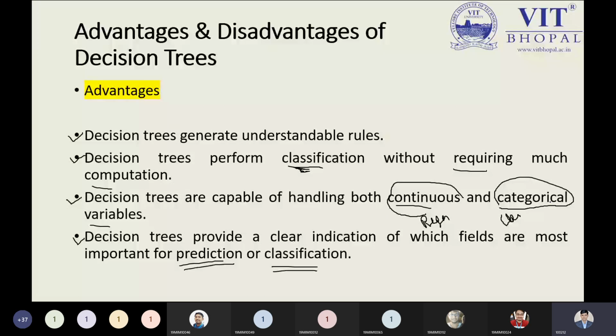Trees are capable of handling both kinds of data, of course. If we have continuous data, we have a regression problem. If we have category-based data, we are talking about a classification problem. And decision trees provide a clear identification of which fields are most important for prediction and classification.